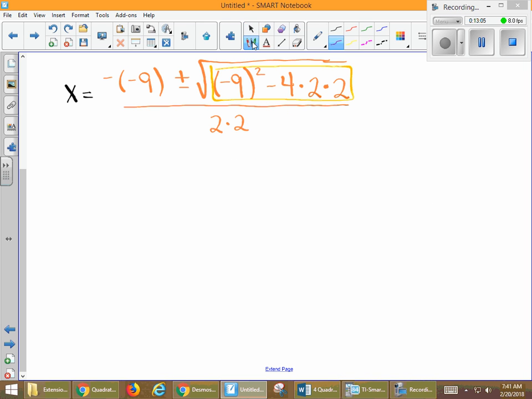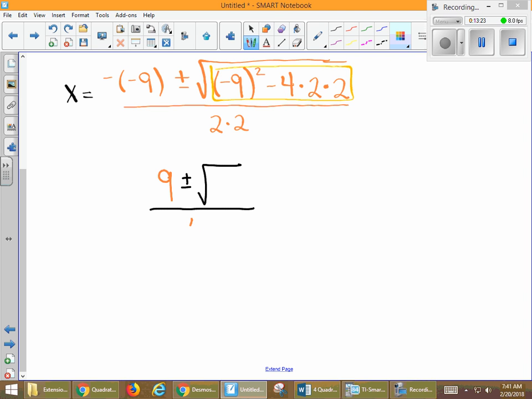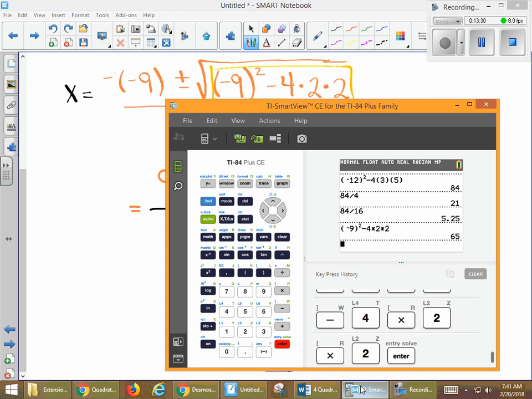So, I'm going to leave everything, well, I guess I'm going to do a little bit of multiplication here. So negative 9 is 9. And the bottom of my fraction, 2 times 2 is 4. And then we found out that mess under our square root is equal to 65.